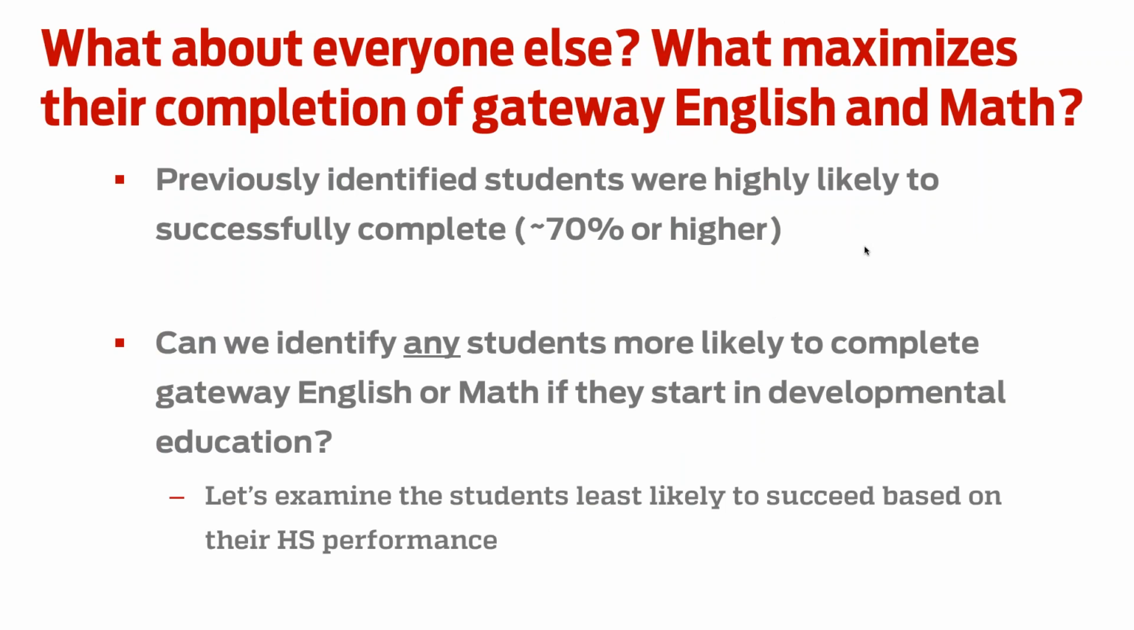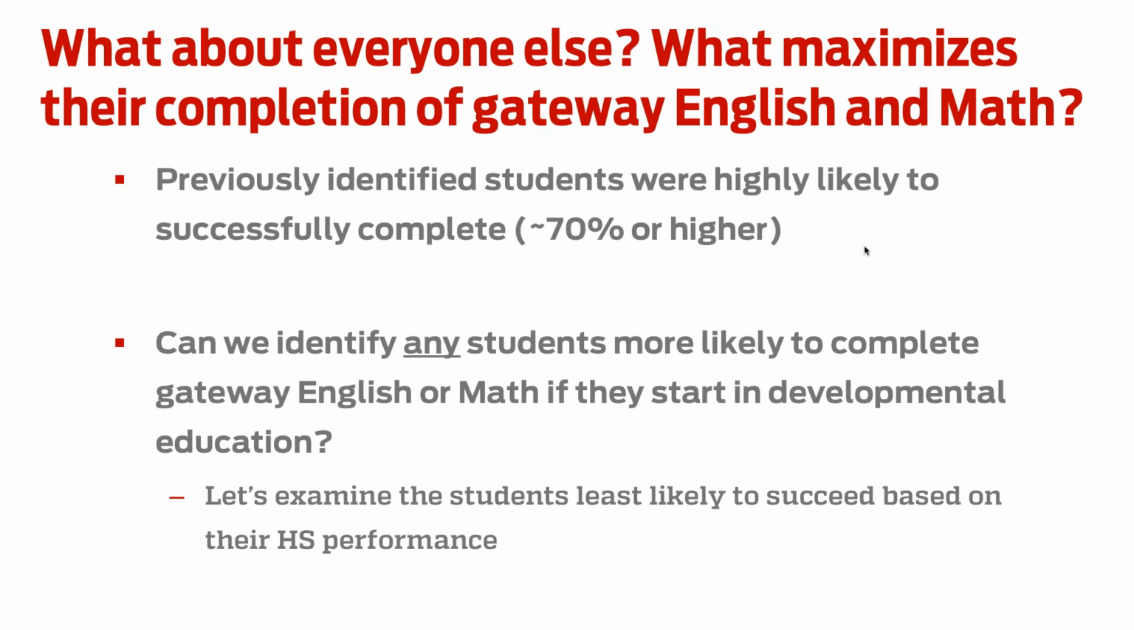The question then becomes, what about everyone else, right? And this really is going to dovetail with what Lexa and Peter were talking about. What maximizes their completion of Gateway English and Math? So we previously identified students who were highly likely to successfully complete the college level course, 70% or higher. Can we identify any students who are more likely to complete a Gateway English or Math college level course if they start in developmental education?